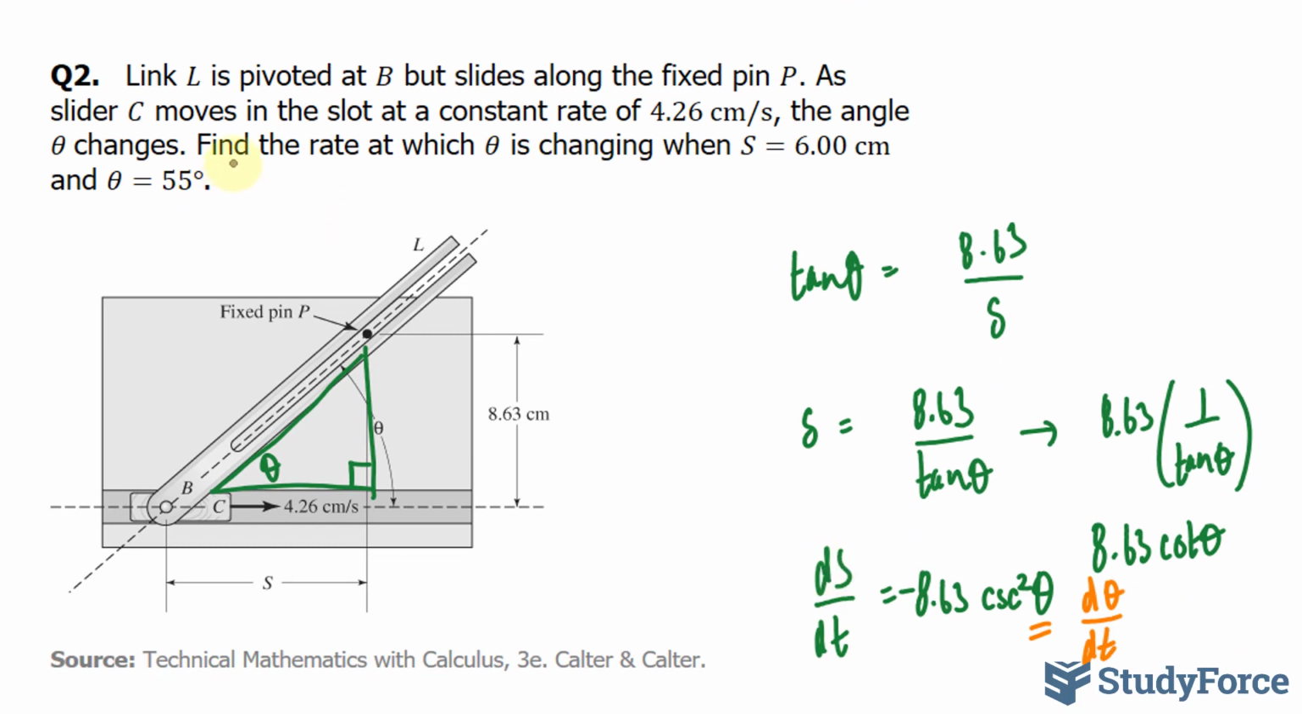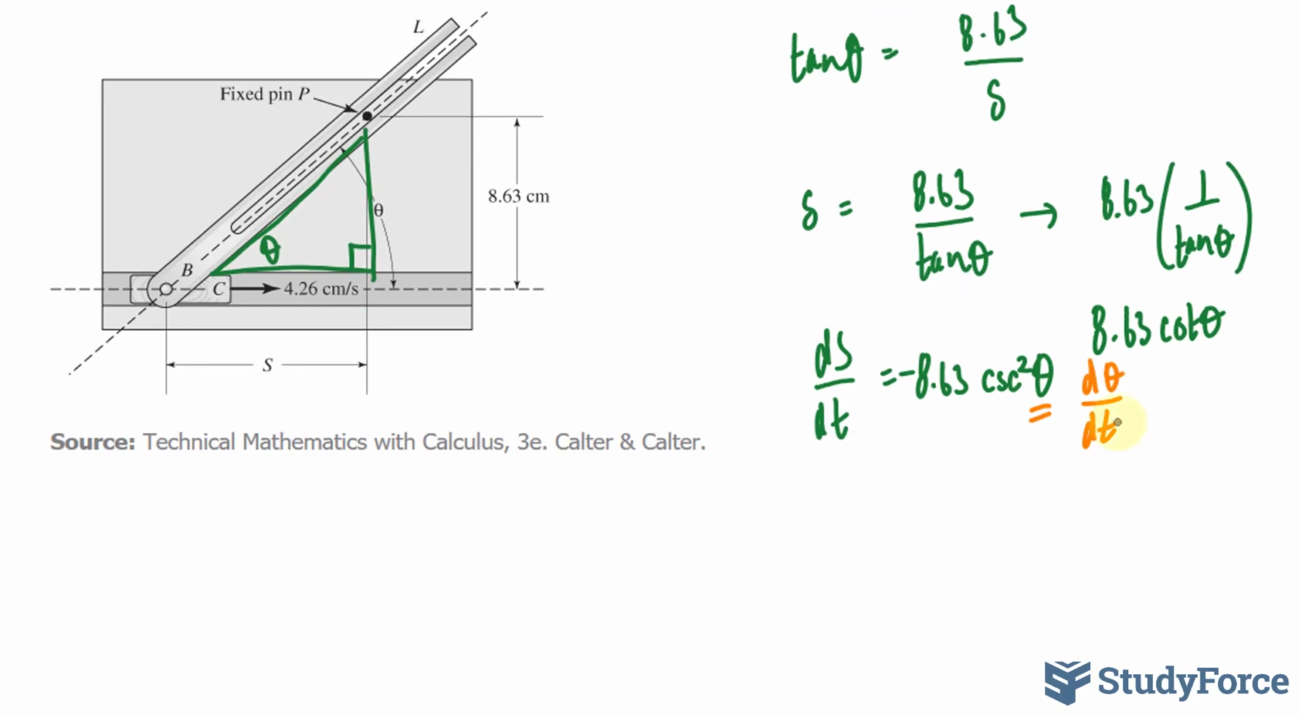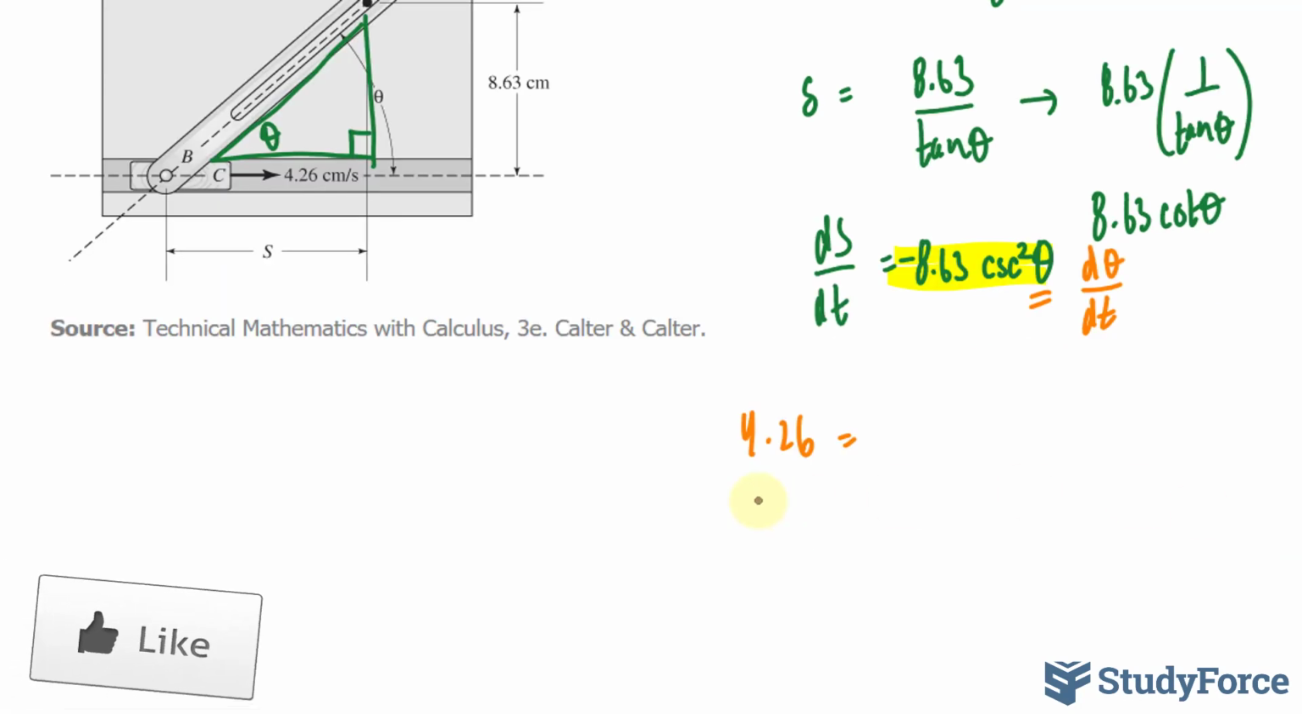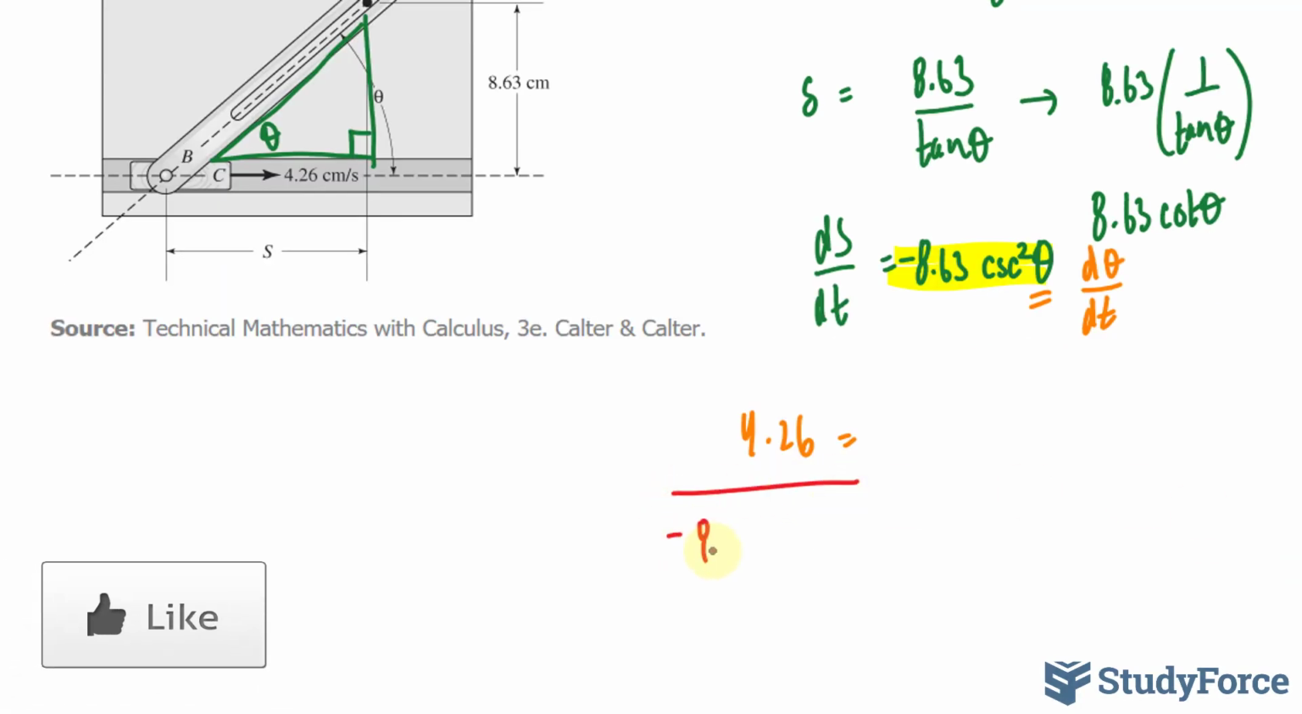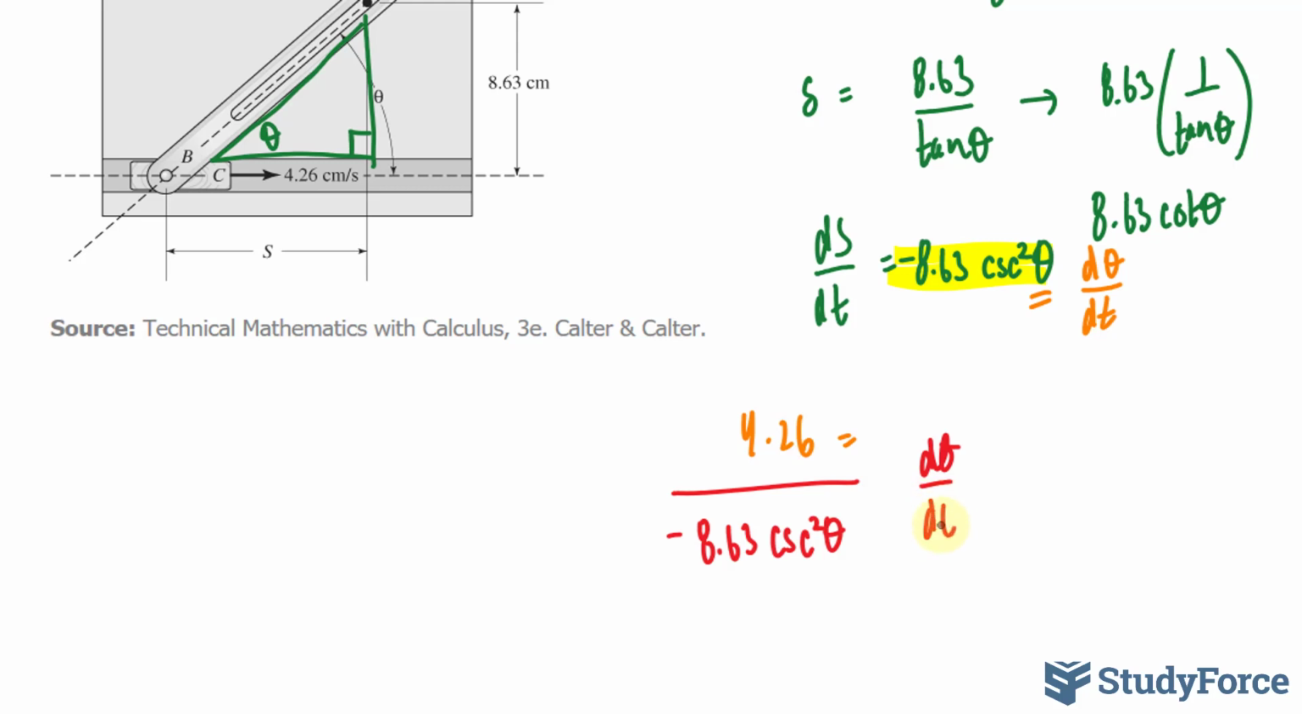Next, we will substitute what we know, 4.26, into here. And remember what they're asking. They're asking for the rate at which theta is changing when S is equal to 6.00 and theta is equal to 55 degrees. So what we have to do is solve for d theta over dt. We'll start by replacing this with 4.26 is equal to, and dividing both sides by this part. This will isolate d theta over dt. So divide both sides now by negative 8.63 cosecant squared theta.